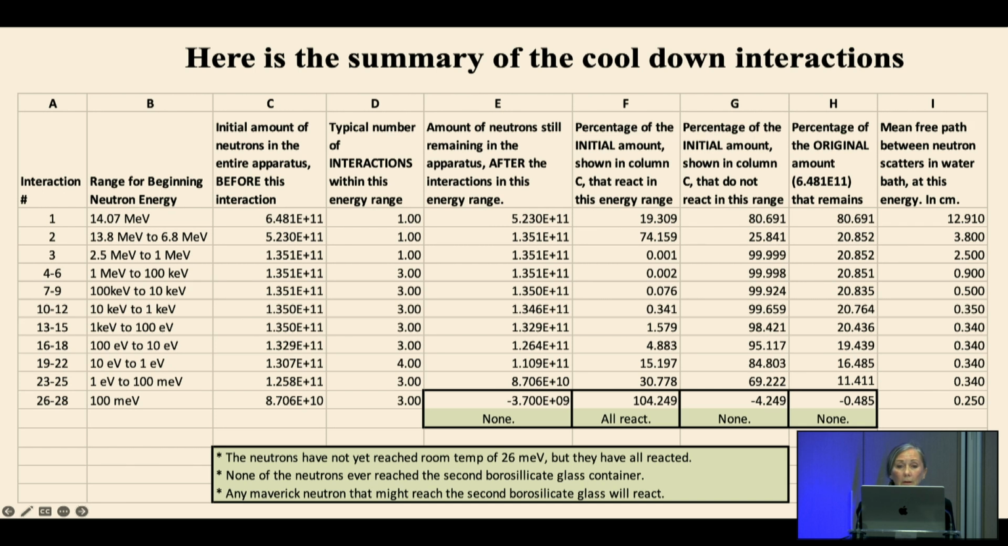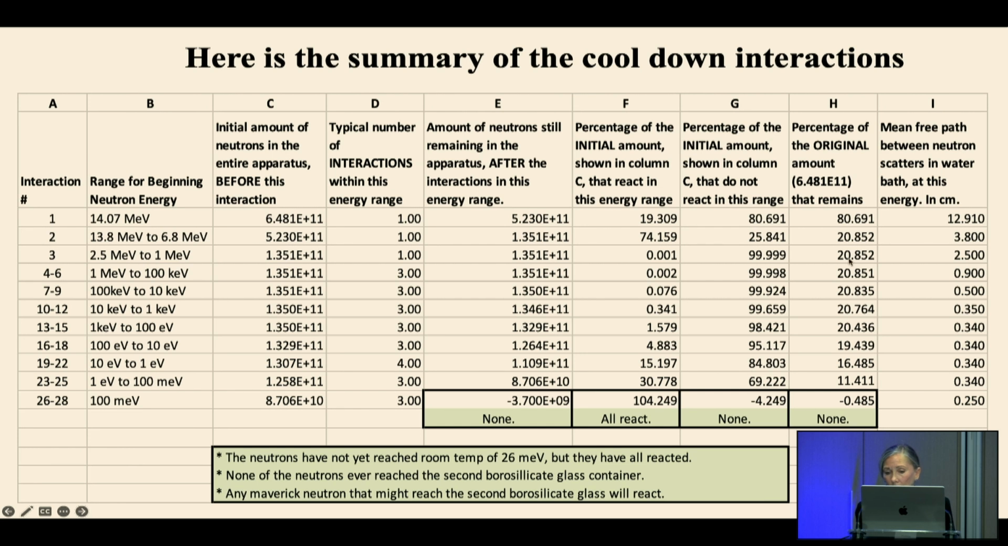Here's a summary of the cool-down interactions. The first column is the interaction number, and I take it out to only 28 interactions, as you can see here. The next column shows the energy range. This is the amount of neutrons in each of those energy ranges and how many interactions they will have in that energy range before they shift down to the next one. Column E here is the number of neutrons still in the apparatus after that interaction. Column F is the percentage.